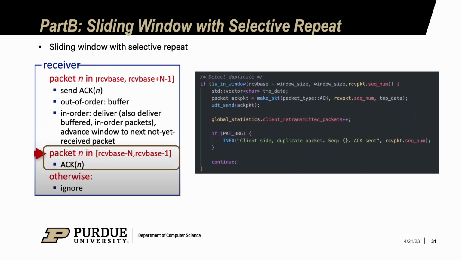If the packet is in the previous window, then the client has processed the received packet. Just need to reply the ACK to make sure the sender receives the acknowledgement.